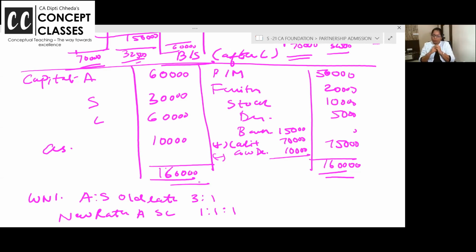Okay, we'll do some more nice problems. Ask me doubts if you have any for this. Two new things you have learned: closing capital adjustment, and if required, goodwill is withdrawn.